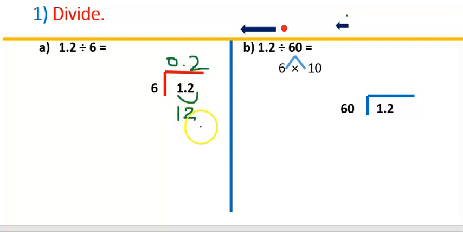1, 2, and subtract. So it's 0. So the answer is 0.2. Or I can say 2 tenths. So 0.2.